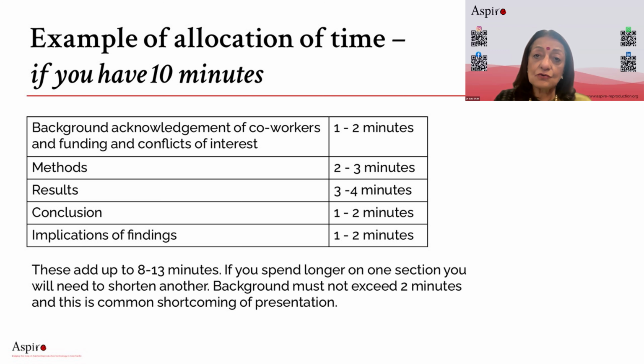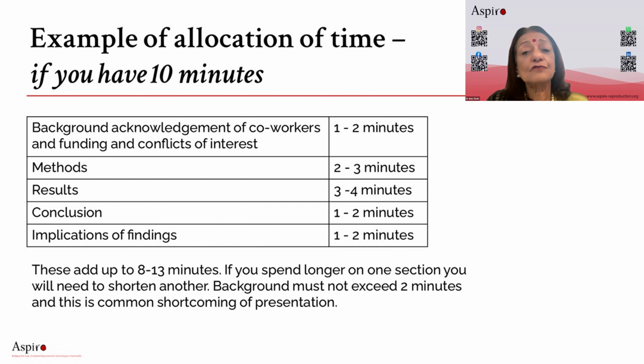Now, when you have finished talking about all your background and the methods and the results and the conclusion and the implication of your findings, there are timelines to each section. So the first section will be for 1 to 2 minutes where you acknowledge your co-workers besides talking about the background and talk about the funding and conflicts of interest. Spend 2 to 3 minutes on the methods and spend about 1 to 2 minutes on the conclusion after speaking for 3 to 4 minutes on all your results.